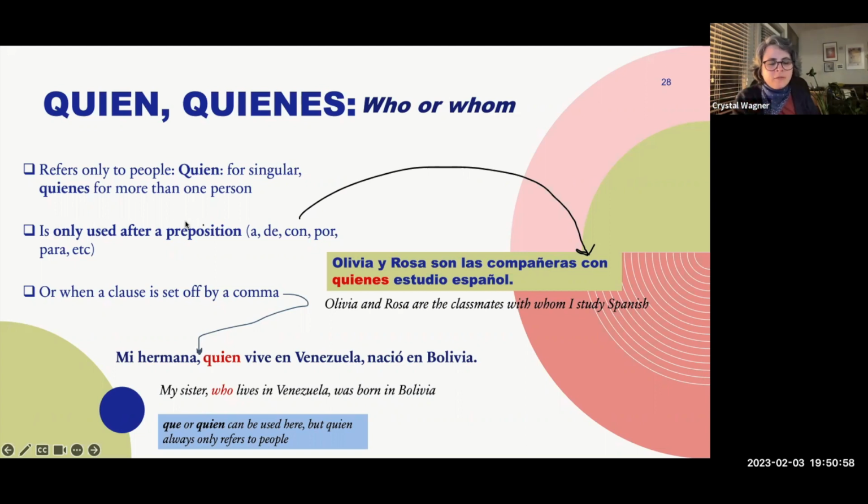And so therefore, if you saw a preposition, por ejemplo, Olivia y Rosa son las compañeras con quienes estudio español. I see this preposition, right? I wouldn't put a que here. I would use quienes because with a que, it would not be correct. So that's a very firm reason to use one or the other. To recap, you could use quien if there is a clause set off by a comma, but you can also use que when in doubt. However, quien or quienes is only used after a preposition. And those are a, de, con, por, para, etc. So, Olivia y Rosa son las compañeras con quienes, because Olivia y Rosa are two, estudio español.